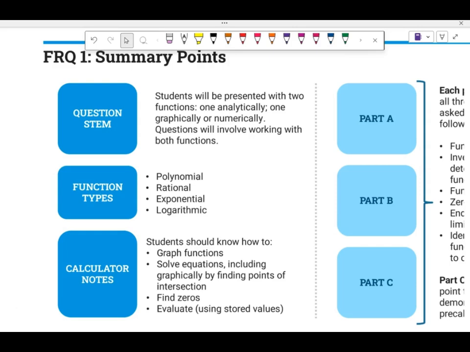Function types. You could have polynomial, that's linear, quadratic, cubic, any of those, right? Rational. It's a fraction, polynomial over polynomial. Exponential or logarithmic. Calculator notes, things you should be able to do on your calculator. Graph functions, we're doing that today. Solve equations, including graphically by finding points of intersection. We're doing that today. Find zeros, might have to do that, we've done that before. And evaluate using stored values. Done that before.